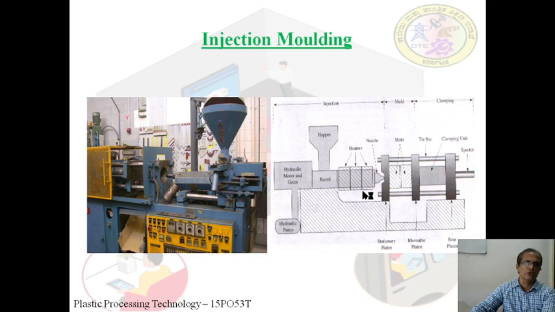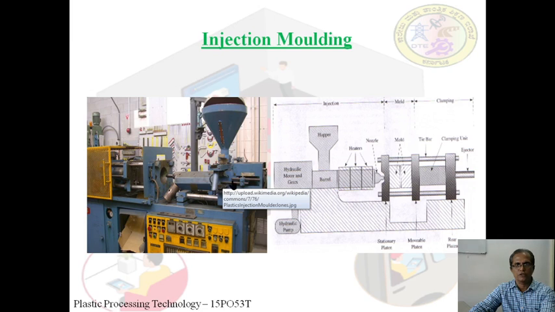A cross-sectional view of this machine is shown over here. This is the hopper, which is, you can see, a cut section of the hopper. From here to here, this is the barrel. And this is the arrangement to push the raw material into the mold. This is the hydraulic cylinder; by means of hydraulic pressure, this material is pushed into the mold.